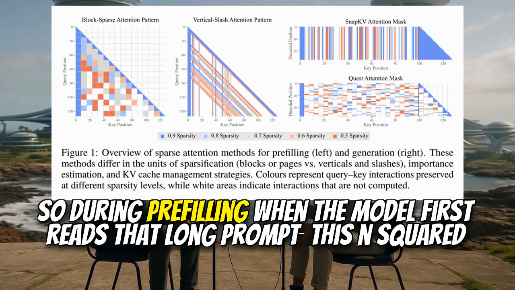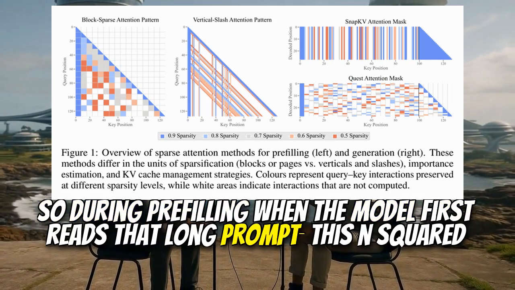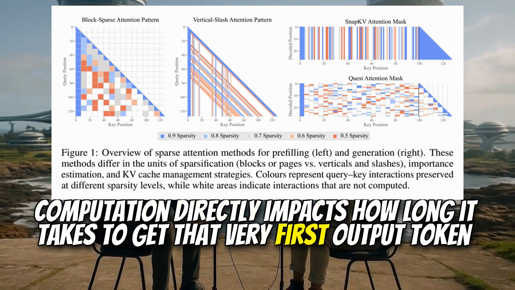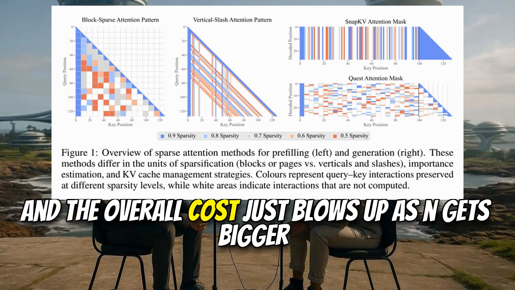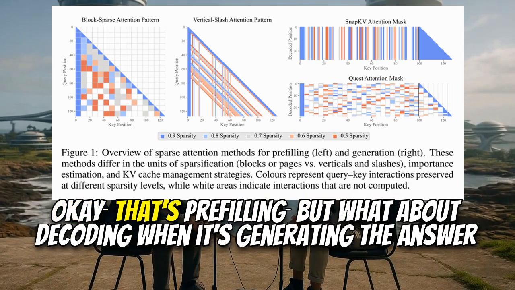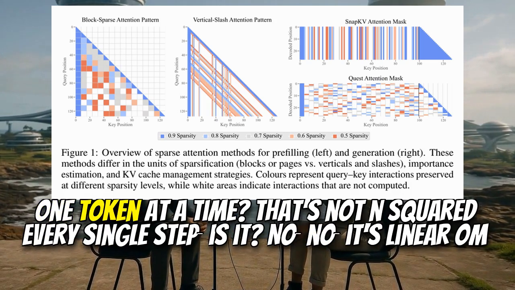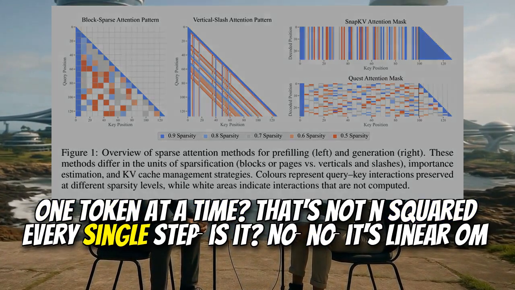So during pre-filling, when the model first reads that long prompt, this n-squared computation directly impacts how long it takes to get that very first output token. And the overall cost just blows up as n gets bigger. Okay, that's pre-filling. But what about decoding? When it's generating the answer one token at a time. That's not n-squared every single step, is it?